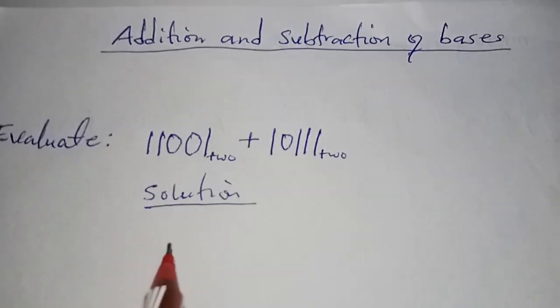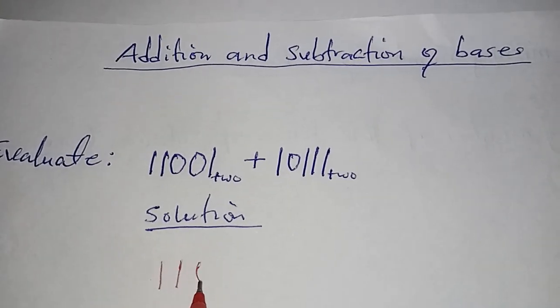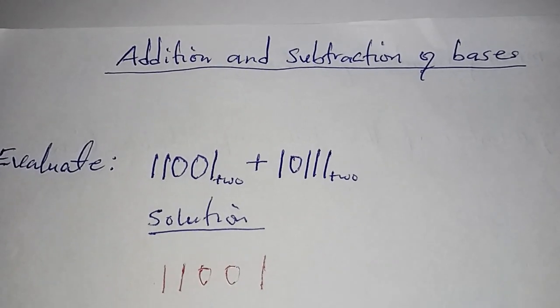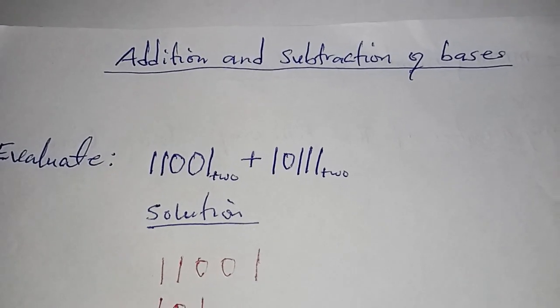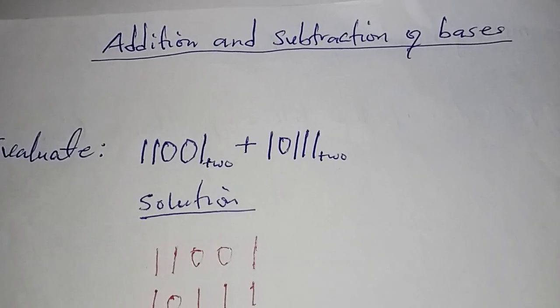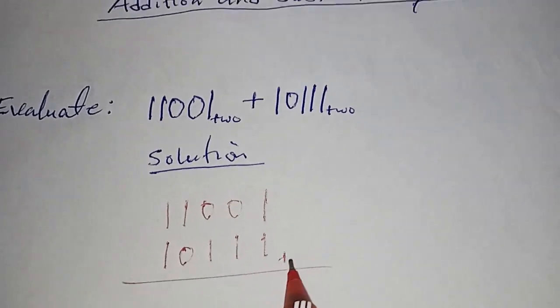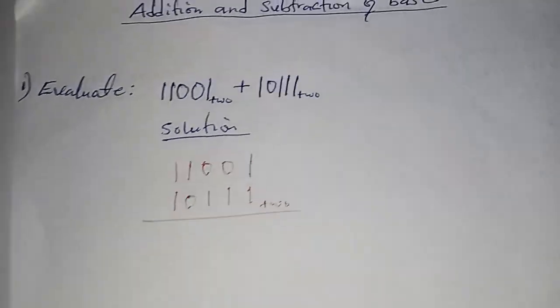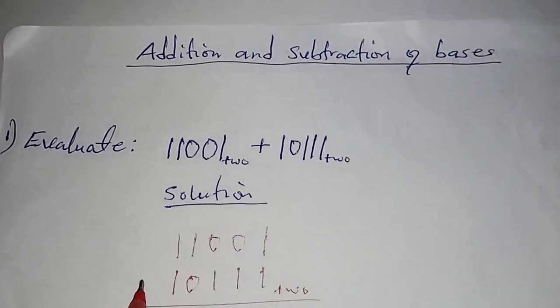We're saying that, let's say 11001, then we have 10111, and we say this is base 2, right? Base 2. Now in this form, this is an addition.